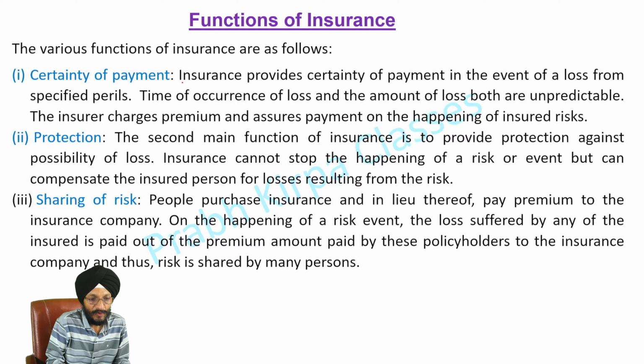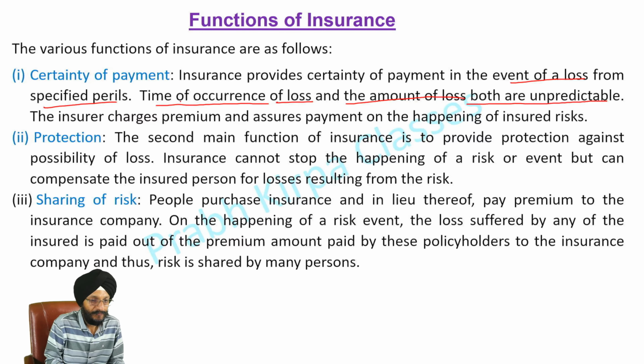First is certainty of payment. Insurance companies provide certainty of payment in the event of a loss from specified perils. Time of occurrence of loss and the amount of loss both are unpredictable. The insurer charges the premium and assures the payment on the happening of insured risks.